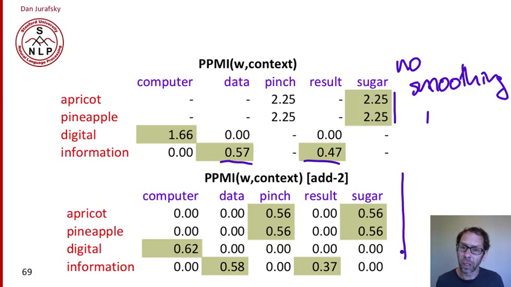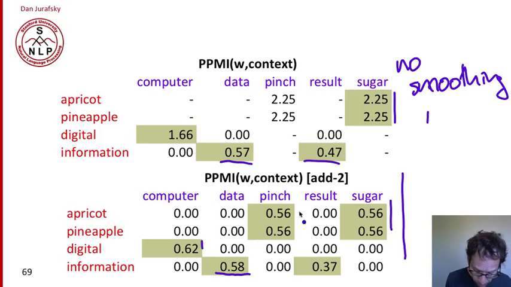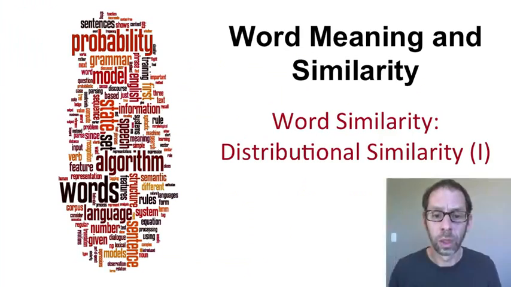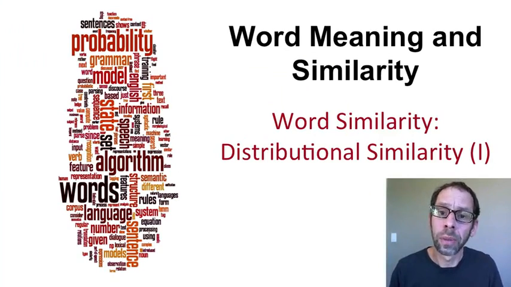Adding 2 affects the lower counts more than the higher counts, and we can see that the larger counts haven't changed very much, but we've discounted those excessively high PMI values, and now we have much more reasonable related numbers for our PMI. So that's the first half of our introduction to distributional similarity, and we'll turn in the second half to how to use cosine metrics to actually compute the similarity.